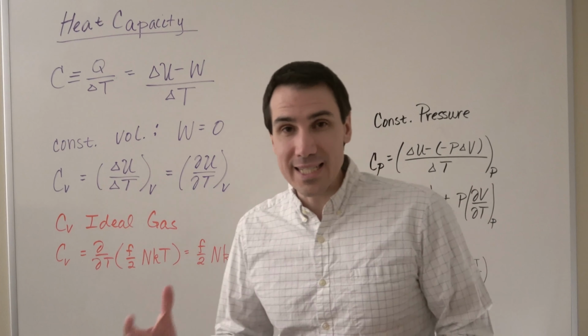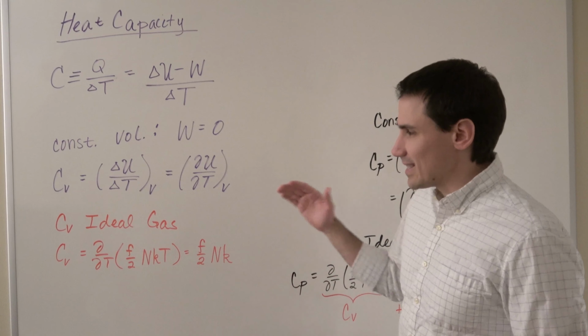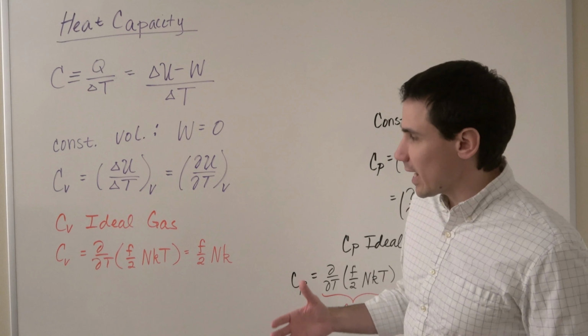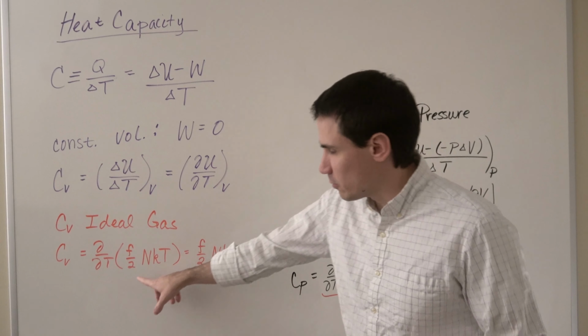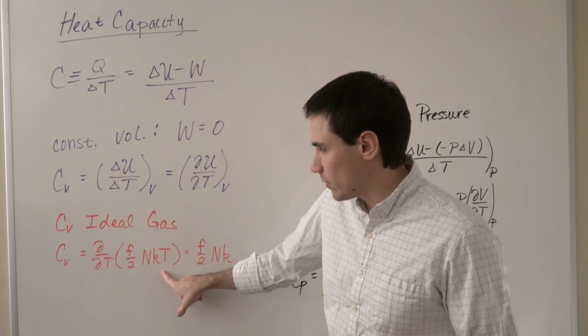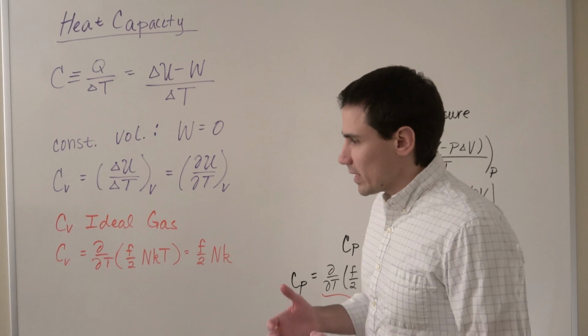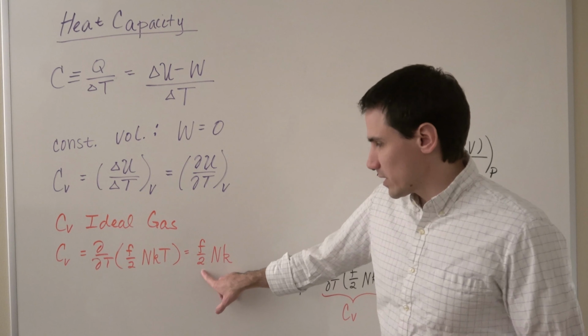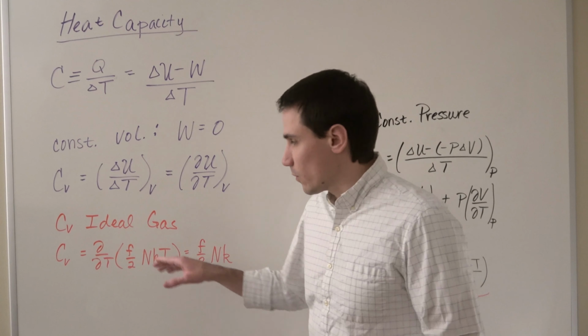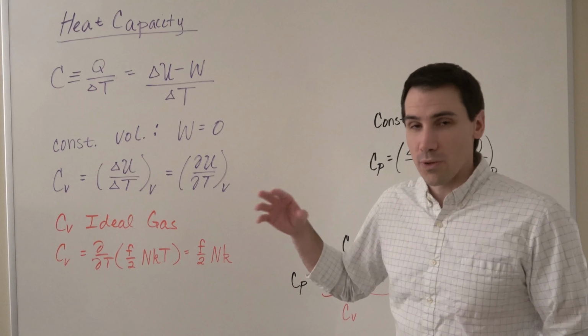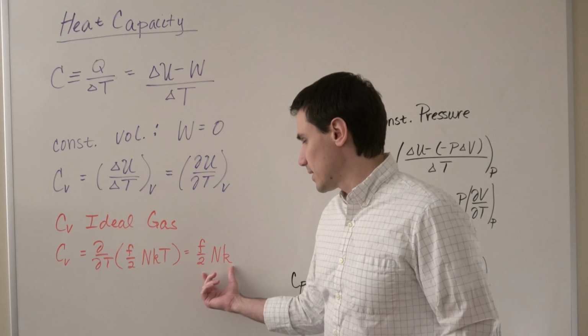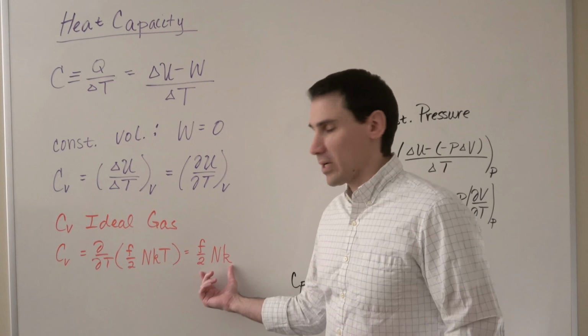The simple example that we can do at the moment is an ideal gas. For an ideal gas, our energy U is given by F over 2 nKT, where again, F is our number of degrees of freedom. And what we can see is when we take this derivative, we just get F over 2 nK. So our heat capacity at constant volume for an ideal gas is given by this relation here.